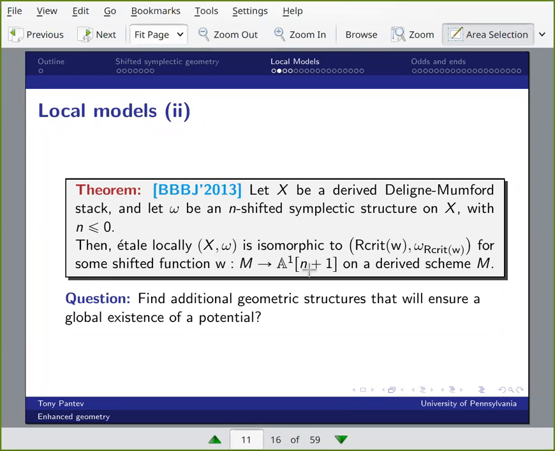The question I would like to address is, when is it given globally as the derived critical locus of a potential? The reason that's an important question is because in physics, spaces of fields are always given globally as derived critical loci, or critical loci of action functionals, modulo a symmetry group.